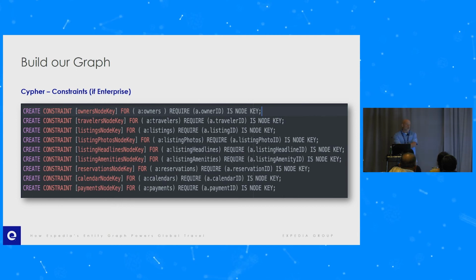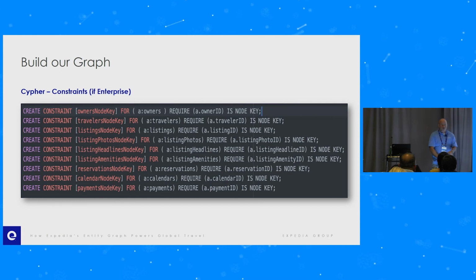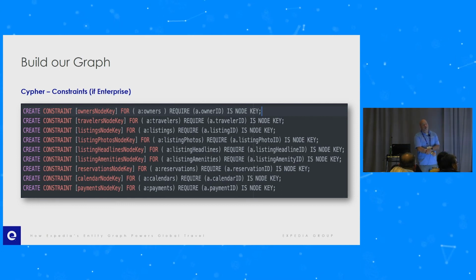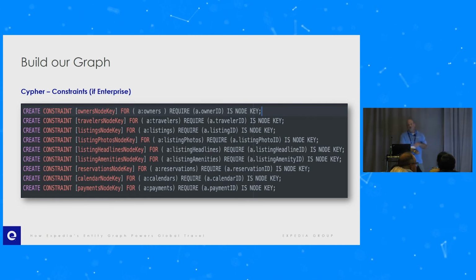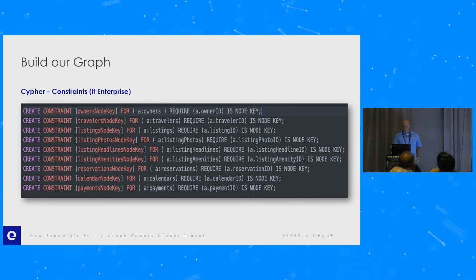All right, and then so this is just for completeness. I can't run this. I'm running Community Edition on my laptop, but if you're running Enterprise Edition, I added this slide for you. You can add your constraints and make node keys out of everything. That's best practice.